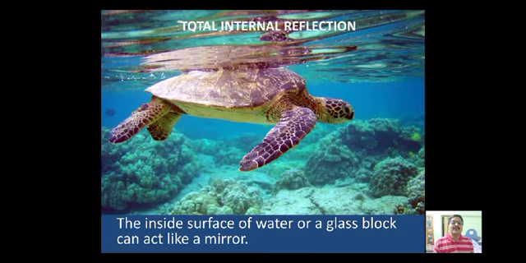The picture shows a very good example of total internal reflection. In this picture, the tortoise is swimming inside the water, and the water surface acts as a mirror. So the mirror image will be formed on the surface of the water. Here the inside surface of the water acts as a mirror.